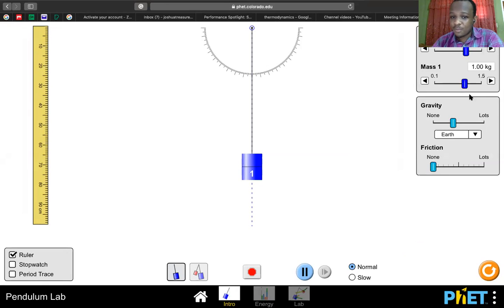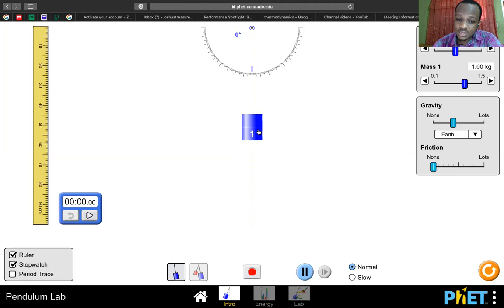So we have our mass here, and this is our bob, right? A mass of 1 kilogram. The length of this string is, let's put it at 0.5, right? And we have our stopwatch over here. Say we place this amplitude, remember that word amplitude or angle, at 15 degrees, right?